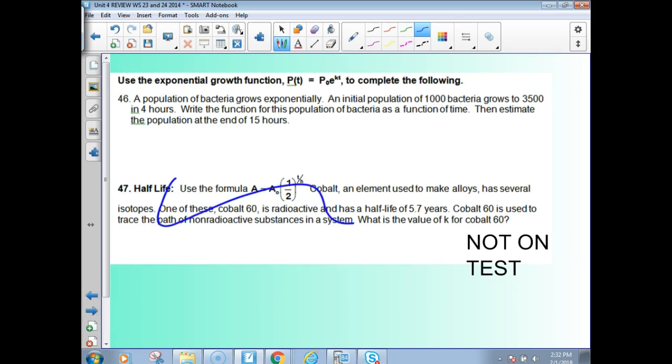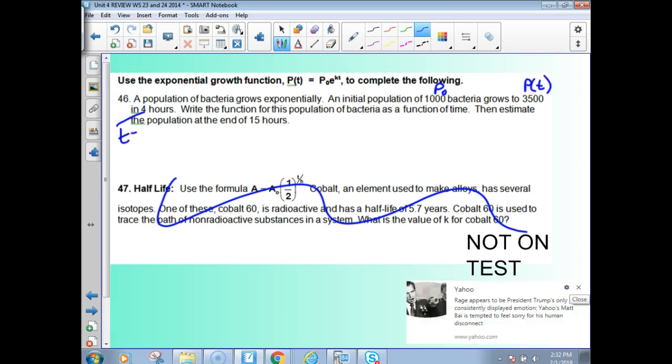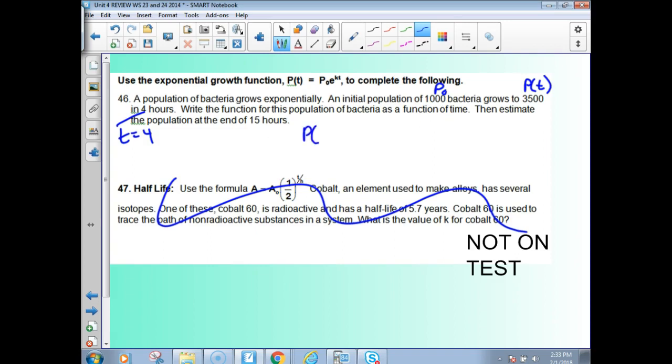I won't do the half-life problem. It's not on the test. And a population of bacteria has an initial population of 1,000. There's your P sub 0. Grows to 3,500. That's your P at T. And in 4 hours, of course, that's your time of 4. Write a function for the population of bacteria as a function of time. All right. So P of T is equal to 1,000 times e to the k times 15.